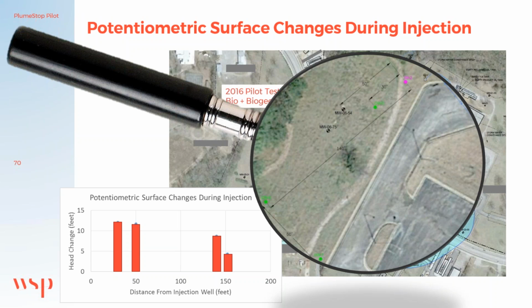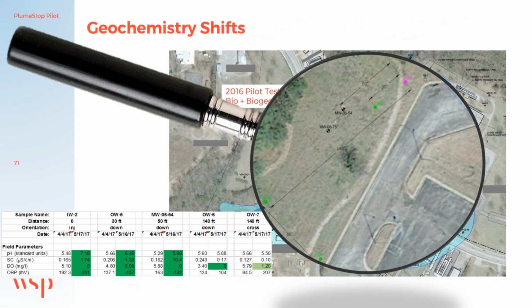The field parameters provide additional information on radius of influence. There was a strong influence at least 50 feet down gradient of the injection point, which is indicated by these green highlighted cells. There was even some influence at the 140-foot monitoring wells.